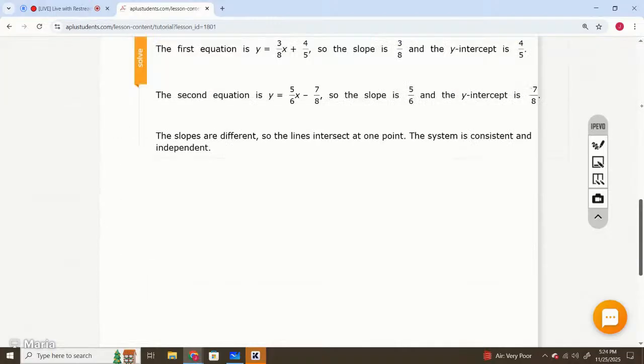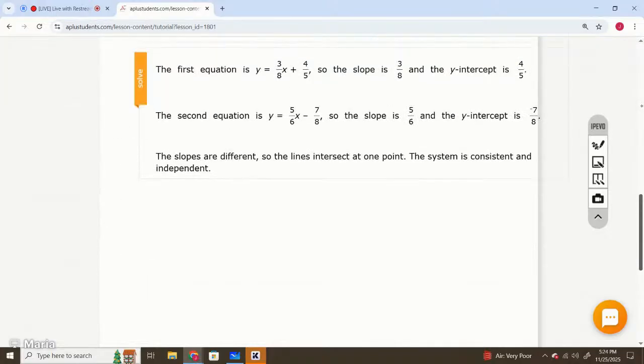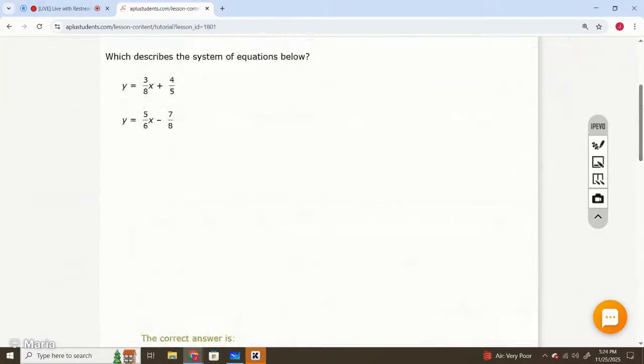isn't it the same lesson we just finished? I think yes it is. Describe the system of equations below. y equals 3 by 8x plus 4 by 5 and y equals 5 by 6x minus 7 over 8.